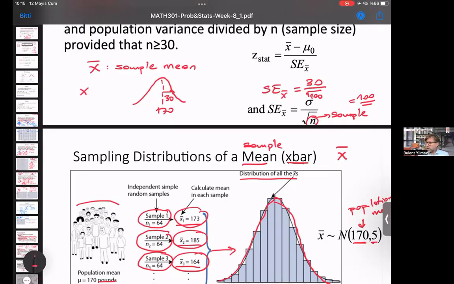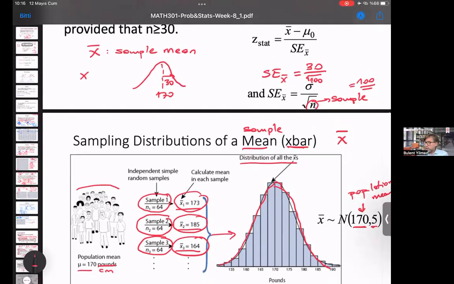So the standard error of the mean, it's called the standard error of the mean, so it is SE of X bar. So it will be 30 over the square root of 100, and it's going to be 3.